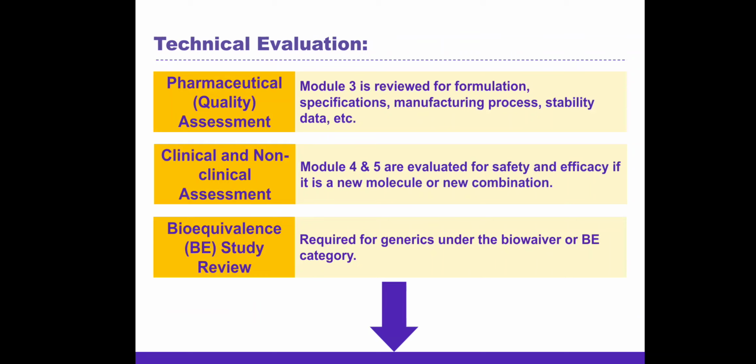Now we'll see the technical evaluation. The first stage of technical evaluation is pharmaceutical quality assessment. In this, module 3 is reviewed for formulation, specifications, manufacturing process, stability data. All the things are reviewed. Then module 4 and 5 are evaluated for clinical and non-clinical assessment of new molecules or new combinations. Then they will review the bioequivalence study required for the generics under the bio waiver or B category.